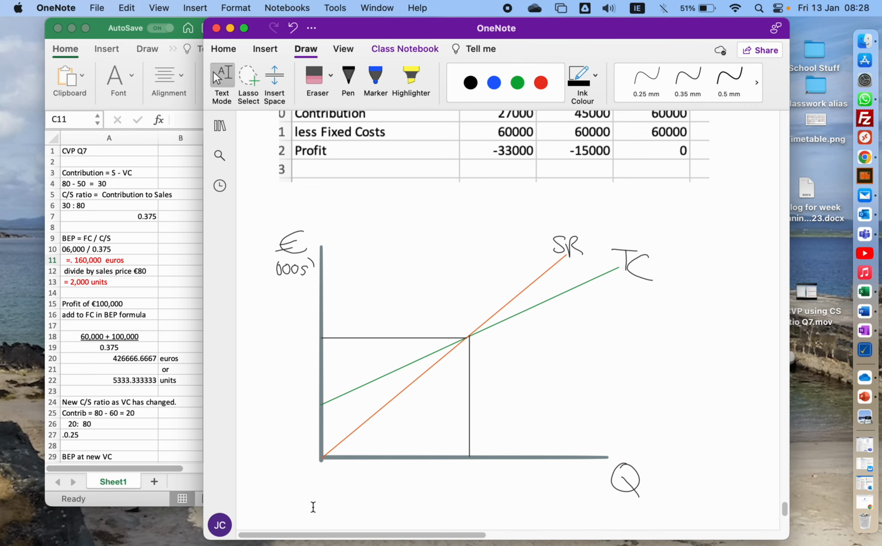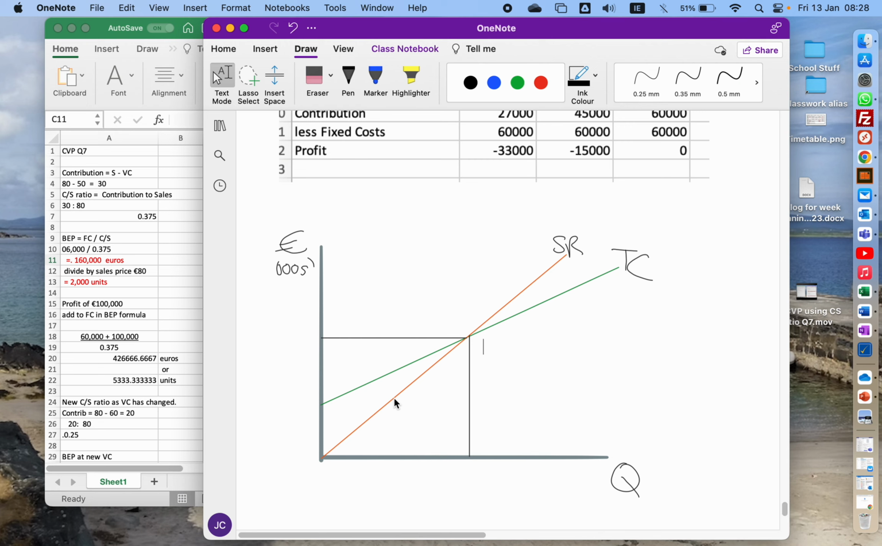This is break-even charts. This is common with Leaving Cert Business, and I'm dealing with question 7 here, and I've already used the contribution sales formula to work out my break-even point. I have it over here. So let's look at the nature of the diagram.